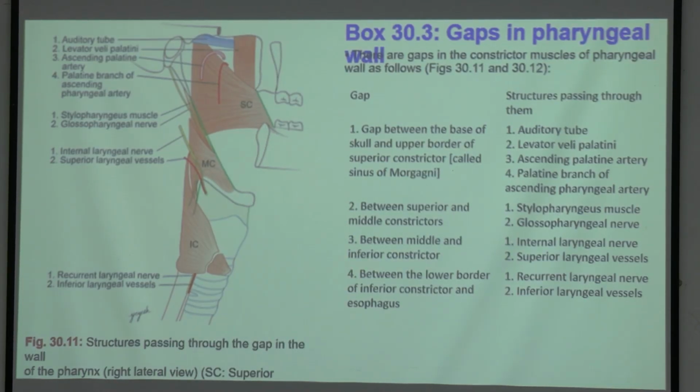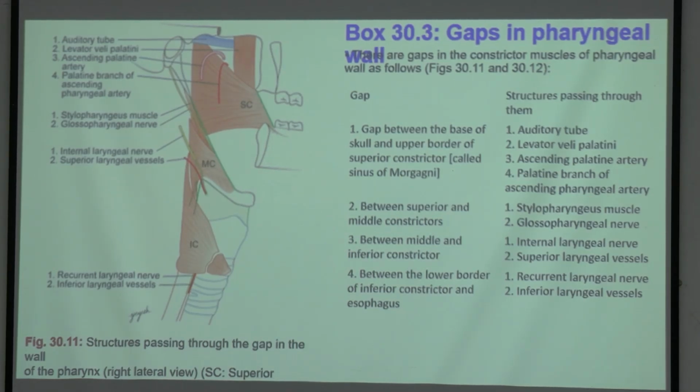Now there are some structures which pass in between these muscles. You can find this is the base of the skull and this is the superior border of the superior constrictor. This area is blocked by the pharyngobasilar fascia, the triangular area. This is called the space of Morgagni, sinus of Morgagni.